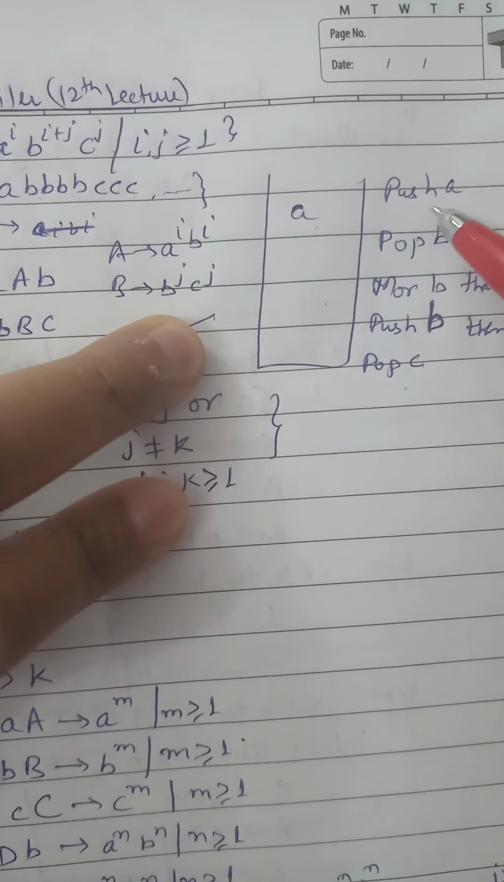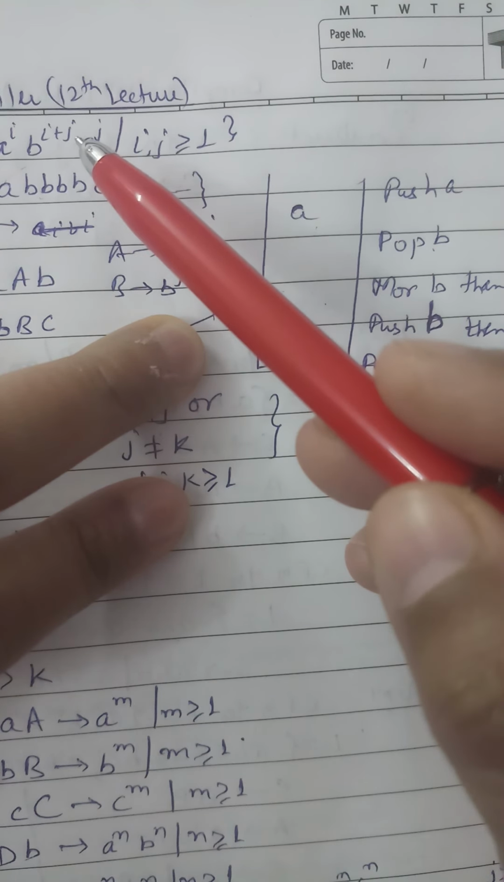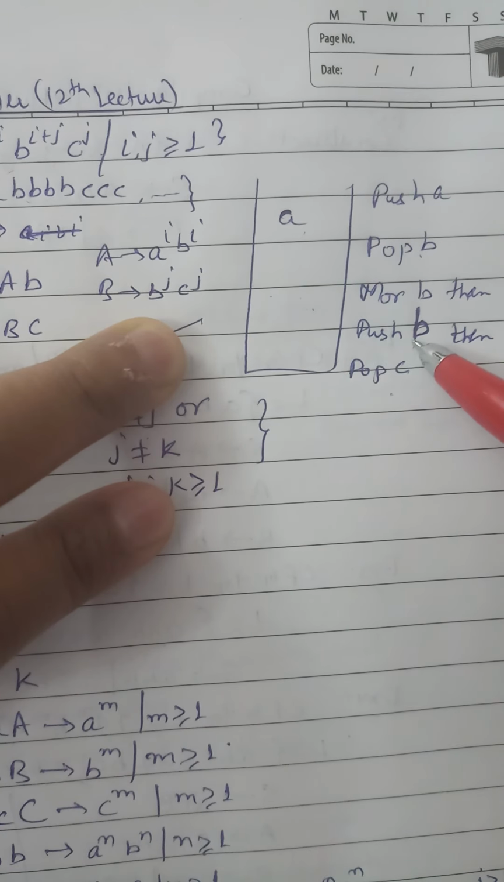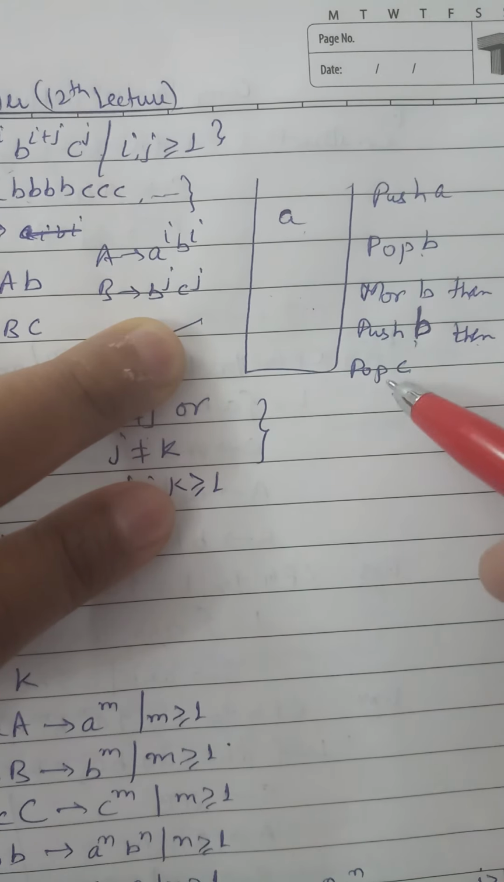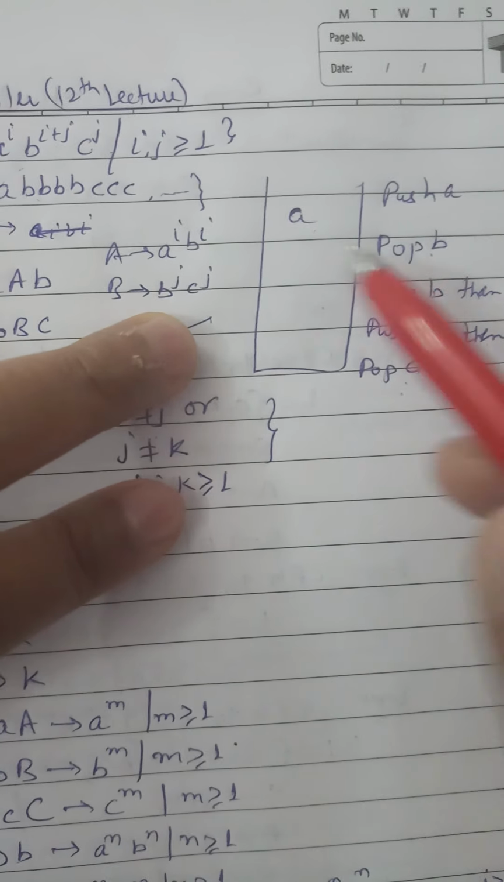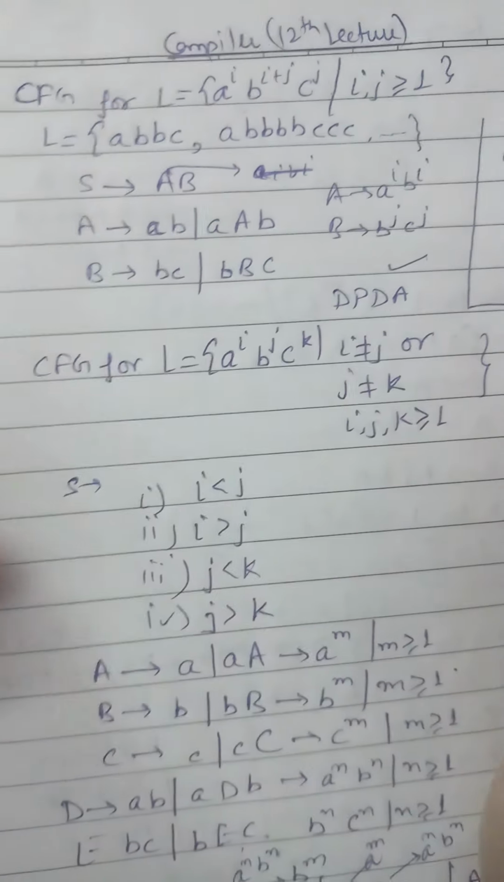Here we can push A and pop B, but B is i plus j, so obviously there are more B's. So when more B's come, we will push those B's, and after that we can pop C. So we can clearly see that all things are clear here. So this is simply a DPDA. Now move to the next.